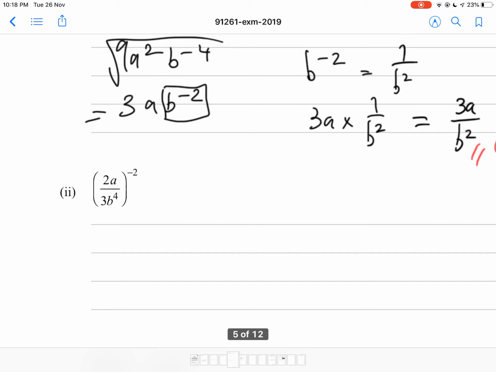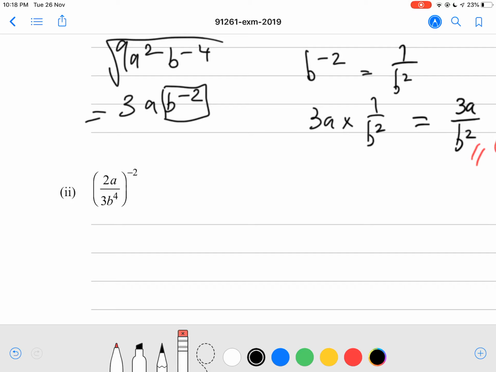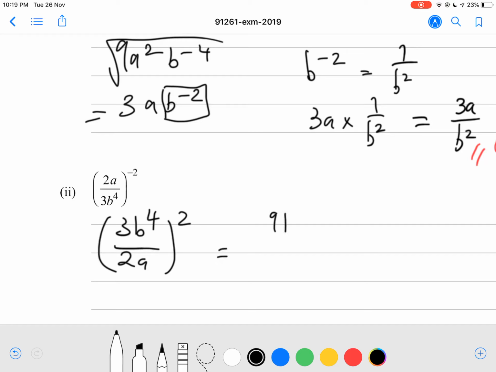Alright, so 2a over 3b to the power of 4, all to the power of -2. So once again, we want to change this -2 into a positive 2. And to do this, we can just flip the fraction, and the -2 will become a positive 2. So if we rewrite this as 3b to the power of 4 over 2a, all to the power of 2, now we just square the numerator and the denominator, so you should get 9b to the power of 8 over 4a squared. And that should be your final answer for an achieved grade.